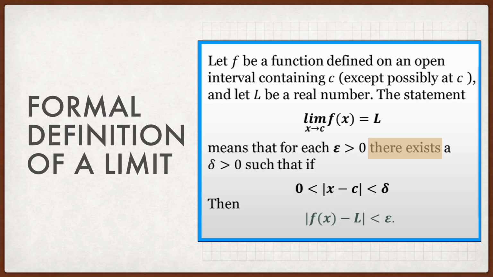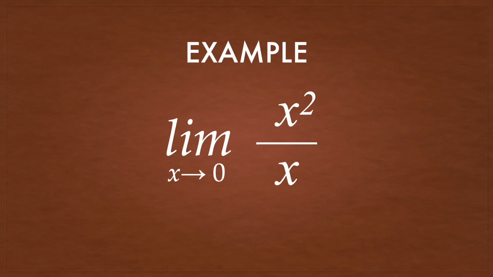Once given an epsilon, we need to show that a delta exists. The easiest way to show anything exists is just to produce one and say, look, there it is. To see how this works, let's look at a very simple example. Let's look at the function x squared divided by x, and let's take the limit as x goes to 0.